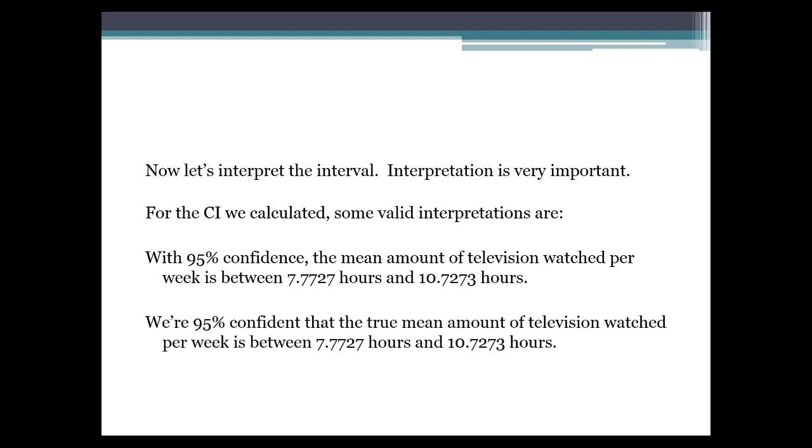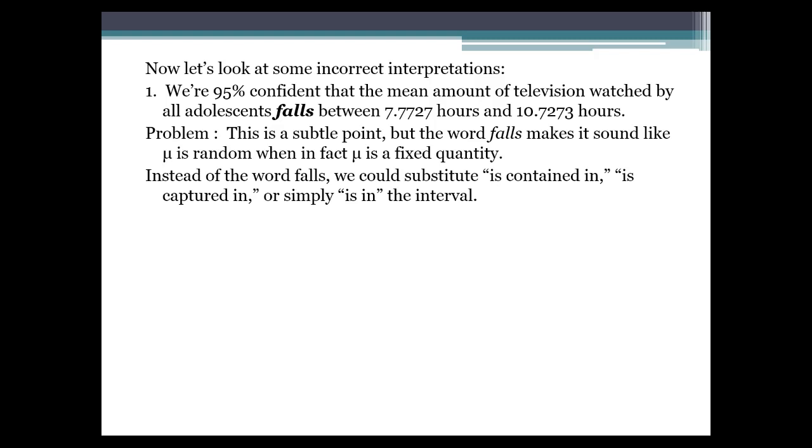So now let's look at interpretation of the confidence intervals. So we've got our two numbers here. There are some variations on how we can interpret that. We could say with 95% confidence, or we are 95% confident that the population mean amount of television watched per week is between those two numbers. There are some things that we need to be careful of, though. There's not a lot of room to be creative here with your interpretation of confidence intervals.